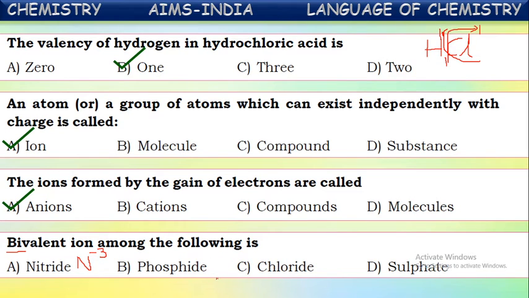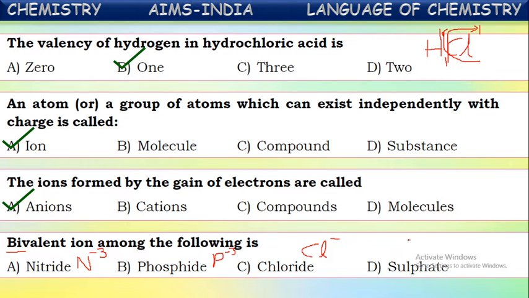Next, phosphide ion. The phosphide ion symbol is P minus 3. So phosphide ion also has valency 3. It is also a trivalent ion, not bivalent. If the valency is 3, then it is called trivalent. Now chlorine ion, the symbol is Cl minus, which means it is formed by gaining one electron. So its valency is 1, and it is called a monovalent ion.